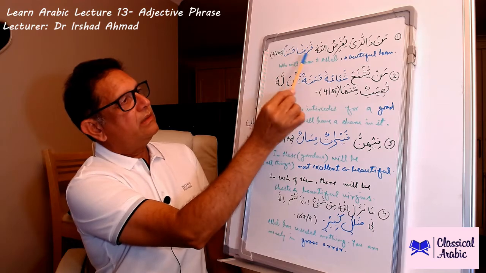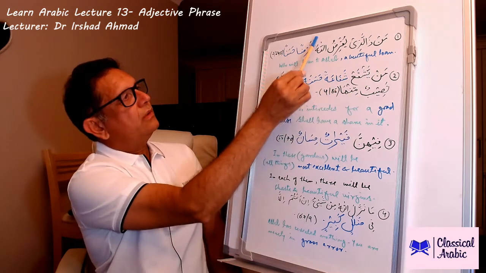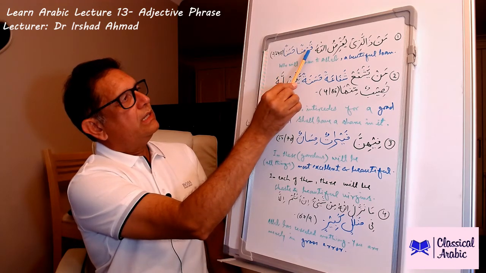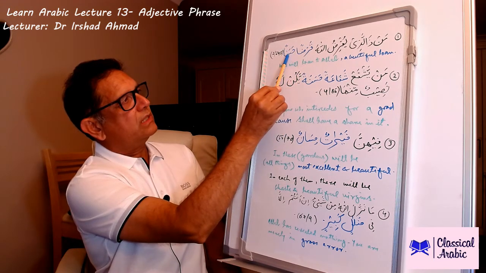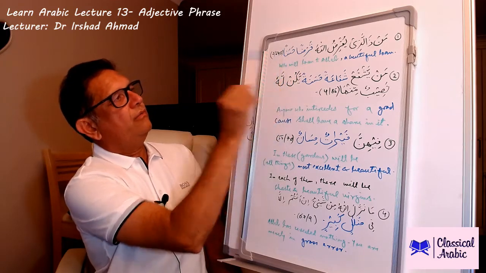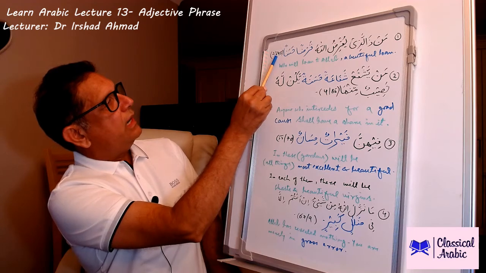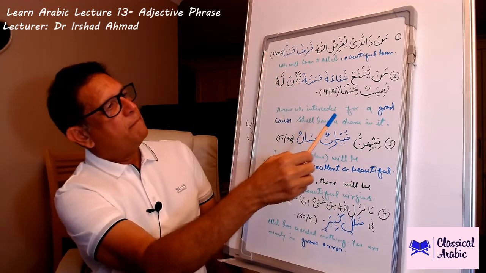Qard, what kind of qard? Loan, beautiful loan. So mawsuf comes first, followed by sifa. Here it is indefinite, masculine, nasab, singular. So this is Surah Baqarah, ayah number 245. It's part of that, not the full ayah.